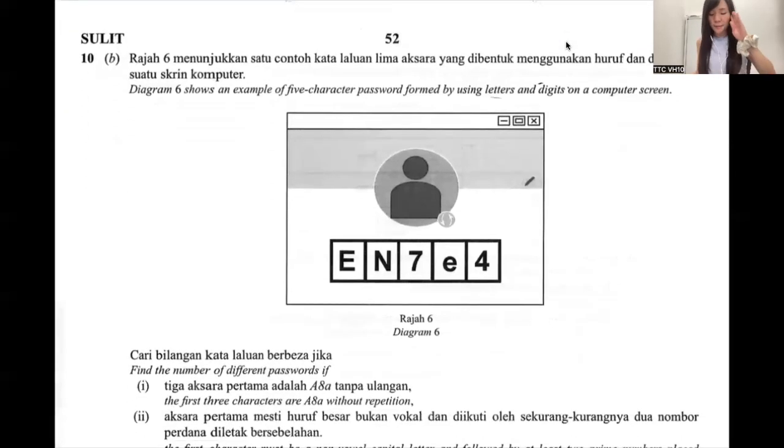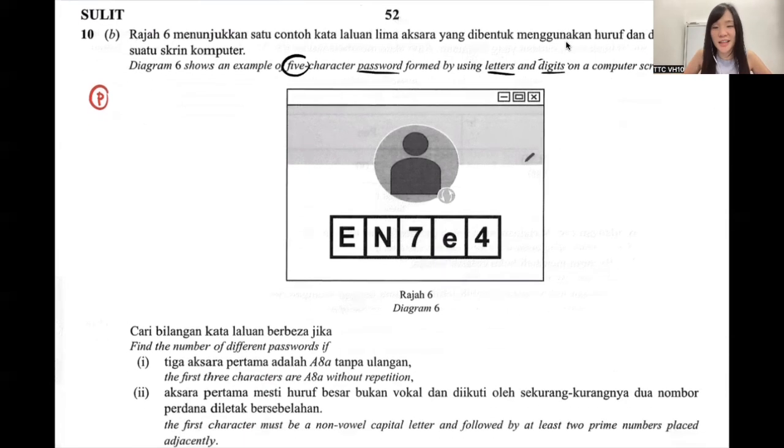Okay. B, they say. Diagram 6 shows an example of 5-character password formed by using letters and digits on a computer screen. So, guys, the moment you read like that, you straight away know this question is under very good P and C questions, because you are forming a password, a 5-character password, okay? And the password are using letters and digits, okay? Like no symbol, okay? So find the number of different passwords. So guys, how many different ways? That's exactly P and C chapter.